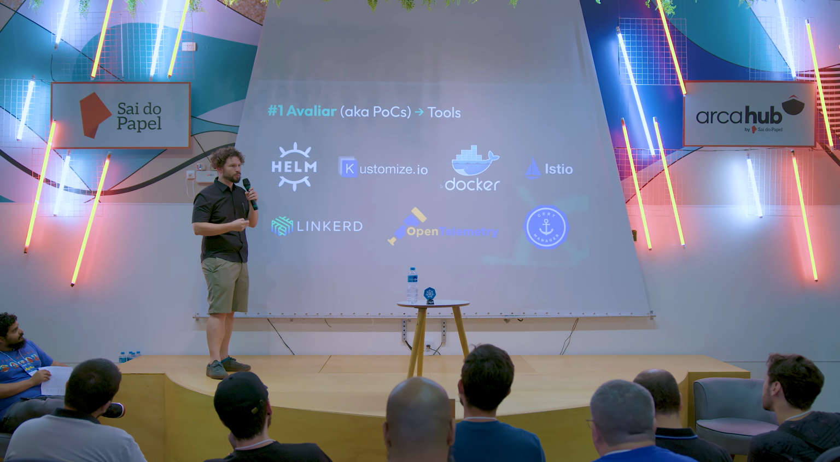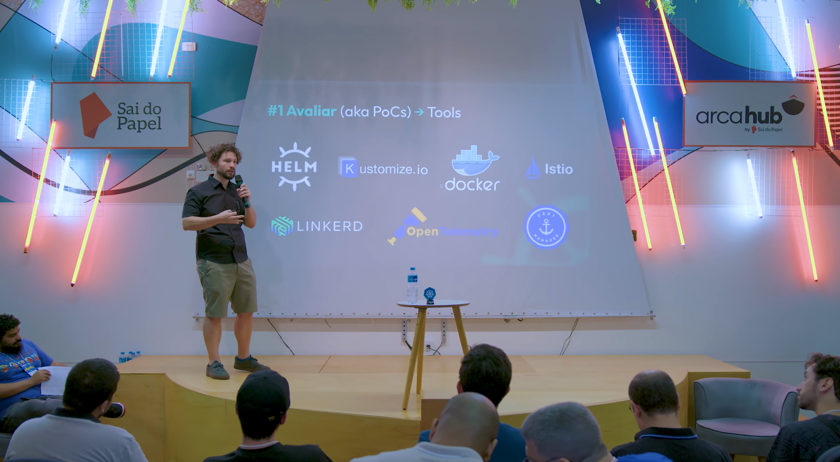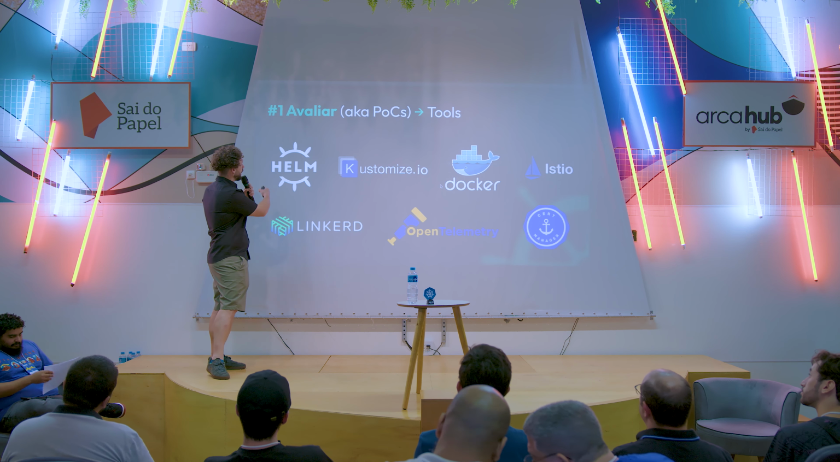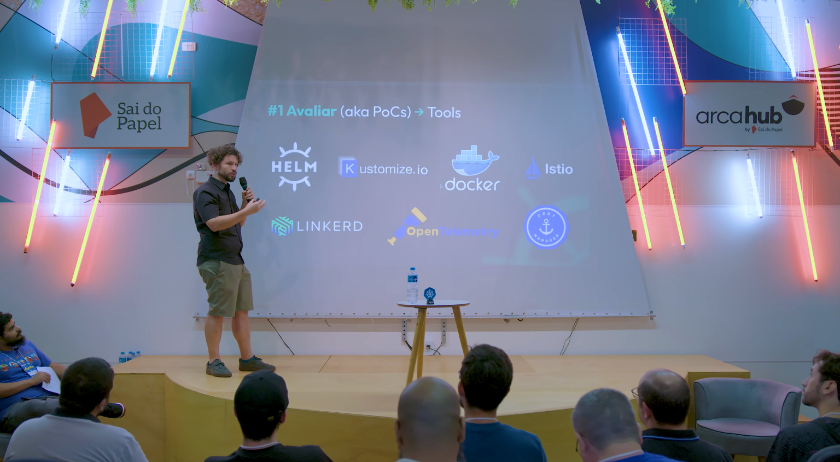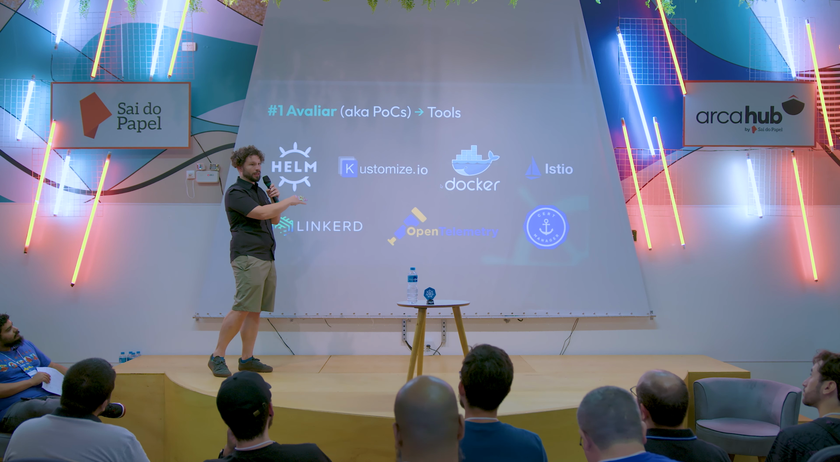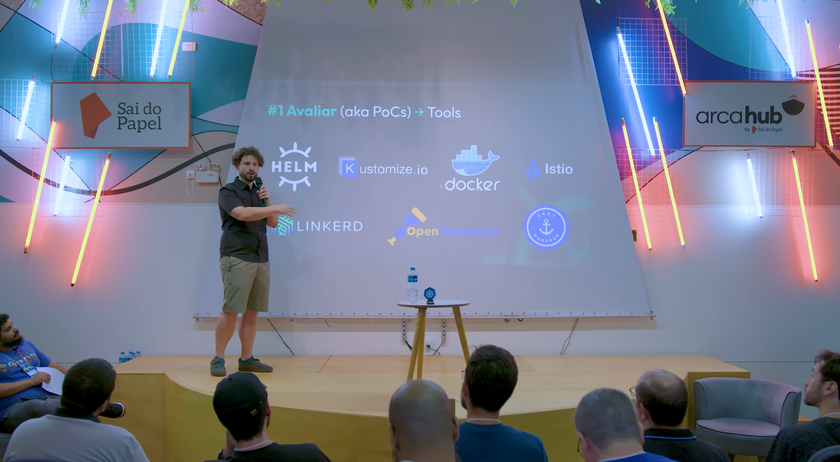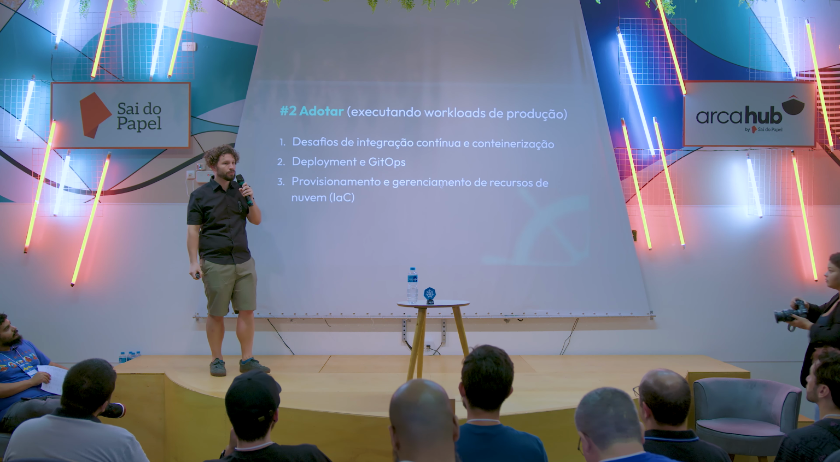OpenTelemetry for observability is the right first step towards implementing a robust observability story. And then containers: how do you package your deployment files in order to deploy your applications and manage your workloads? All these things make sense at that phase, and you actually need to master all these tools in order to go to the next phase, which is people that are already running in production.